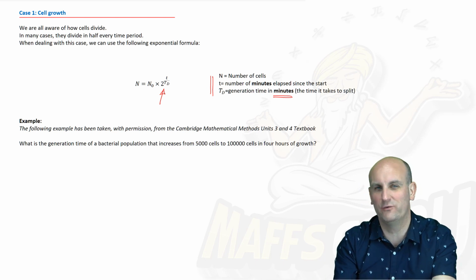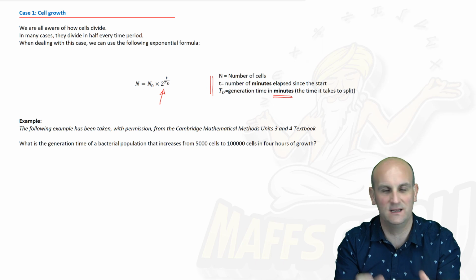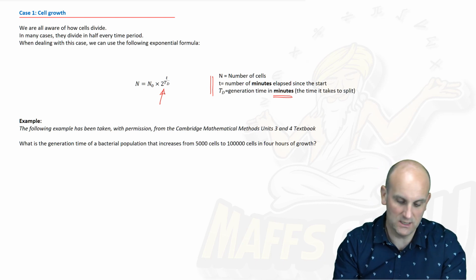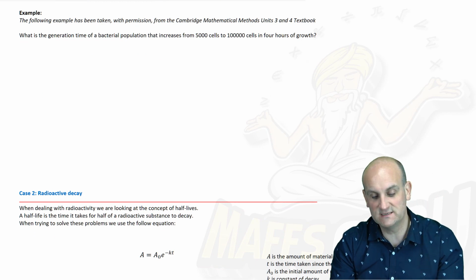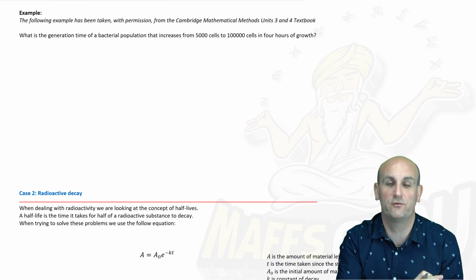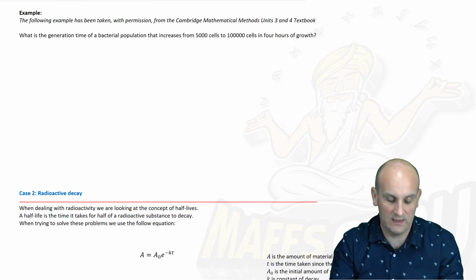Are they doubling, tripling, quadrupling? Are they growing by 10%, 20%? Important to know. Then it's just trivial banging some numbers in. So I've got some examples from the Cambridge Mathematical Methods Units 3 and 4 textbook, and thank you, Cambridge, for allowing me to use them.